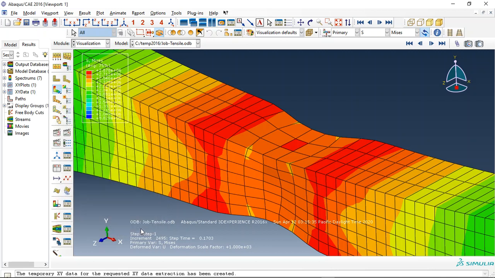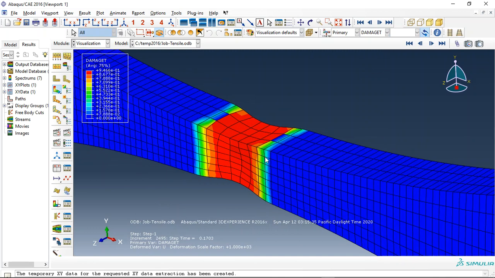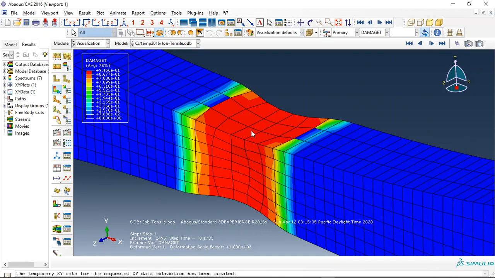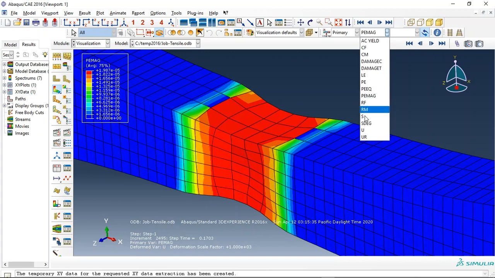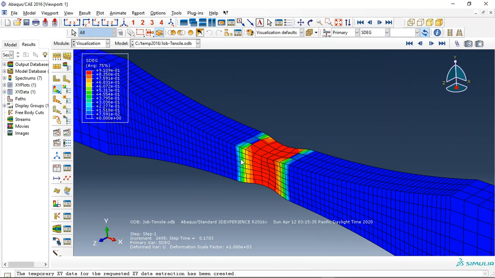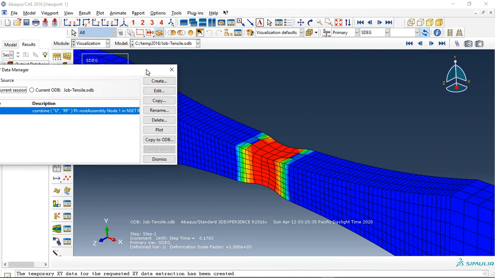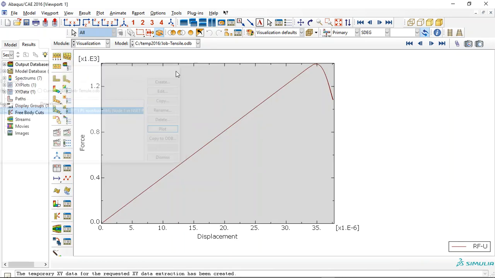So let me check the other outputs, like the tensile damage. The tensile damage is an important point in this simulation, and it reaches the maximum value of 95%. And the other things are the plastic strain, the displacement, stiffness degradation, and all things. But I'm going to draw the force displacement diagram.